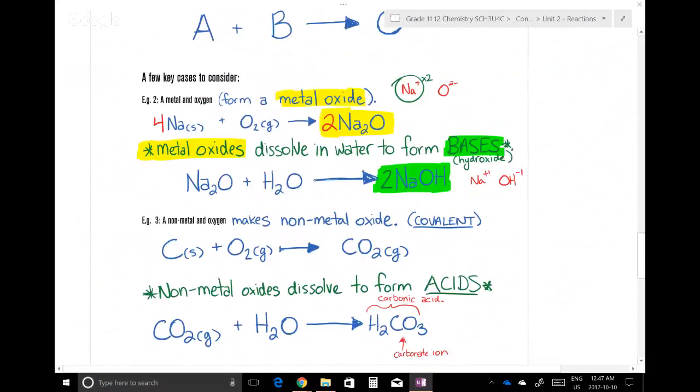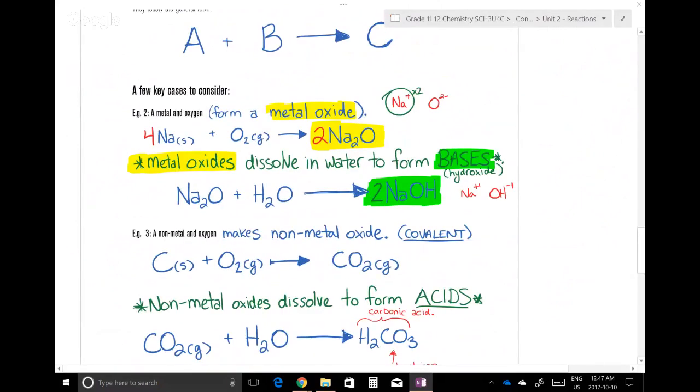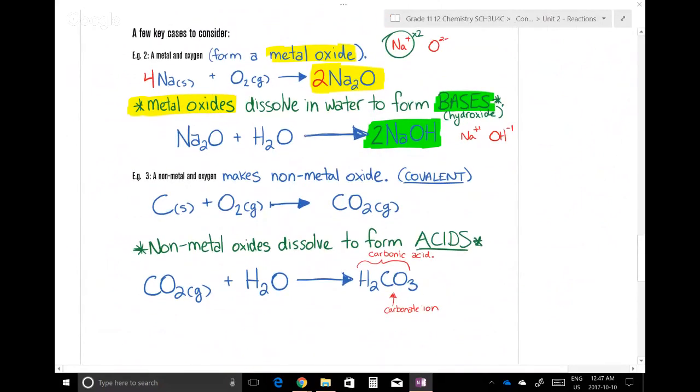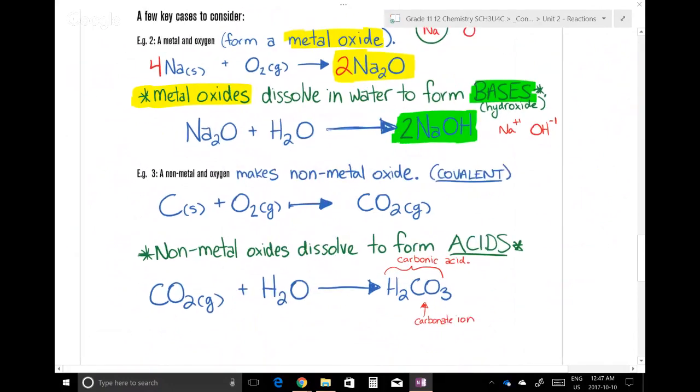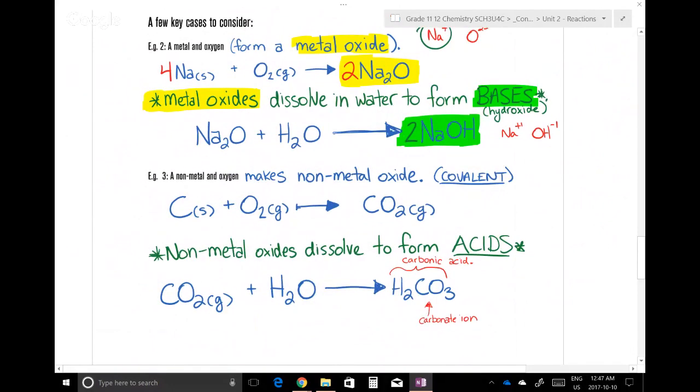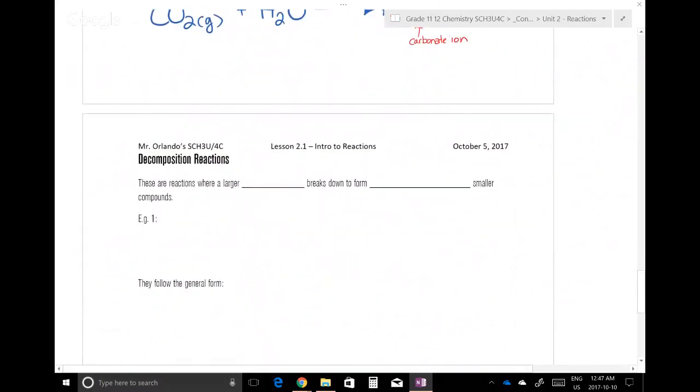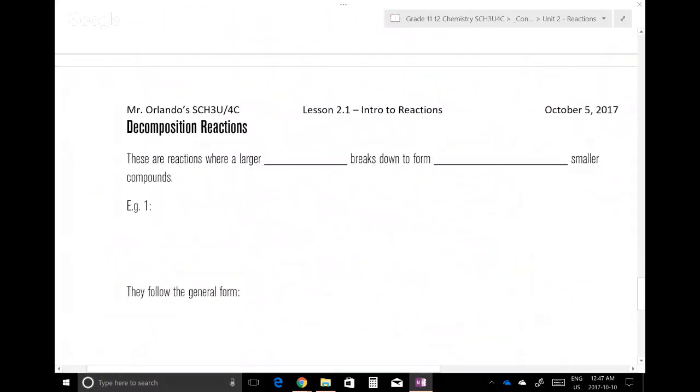Just note that every example we've done here is two smaller species coming together to make a single compound. These are all synthesis reactions, all things coming together. Yes, you're going to have to know what happens when a metal and an oxygen react. Yes, you're going to have to know what happens when metal oxides dissolve in water. And same with non-metal and oxygen and non-metal oxides. But you'll have lots of time to practice, so don't let it stress you out.